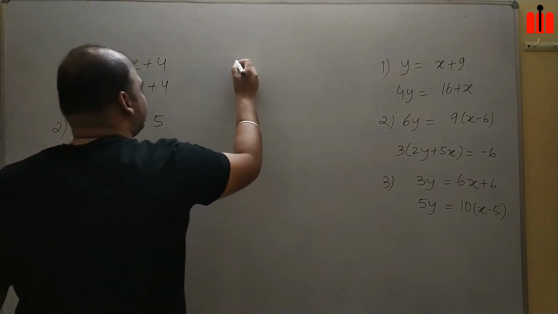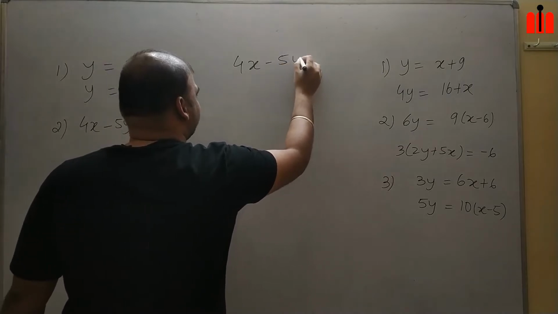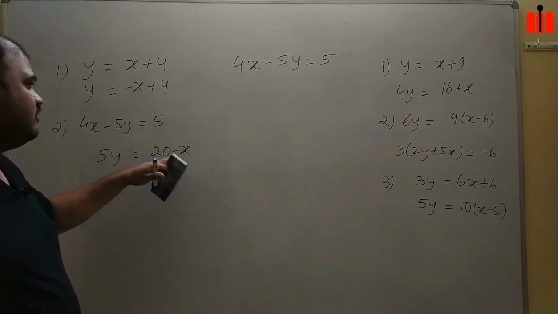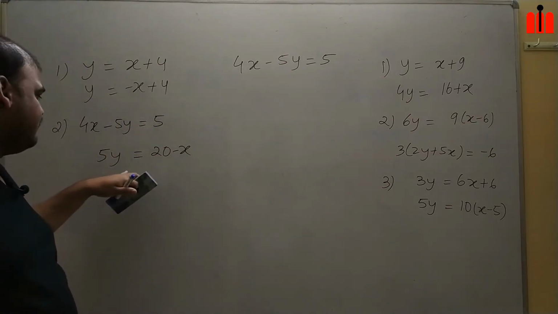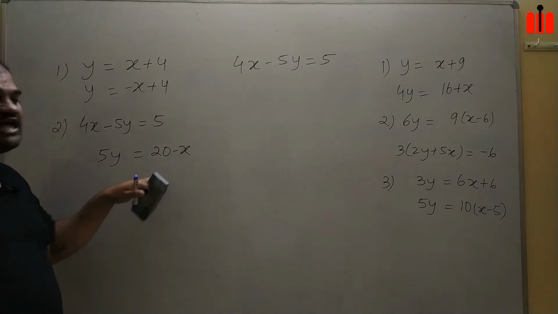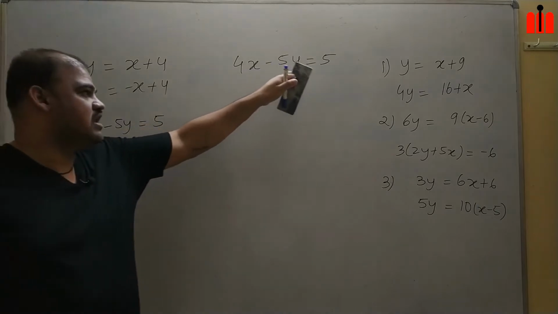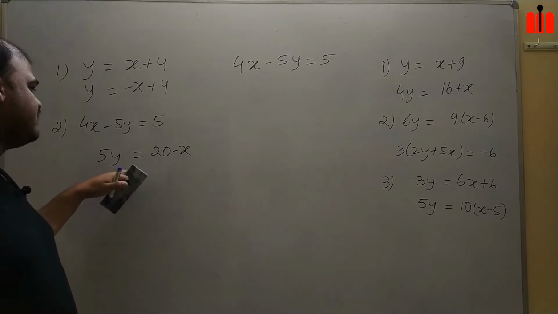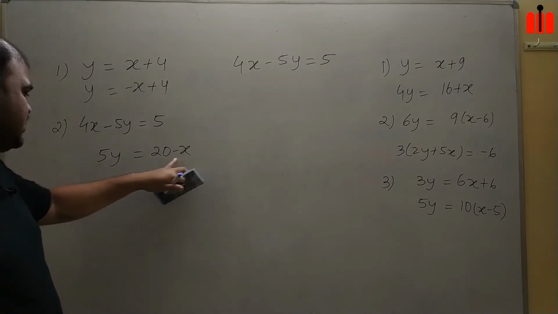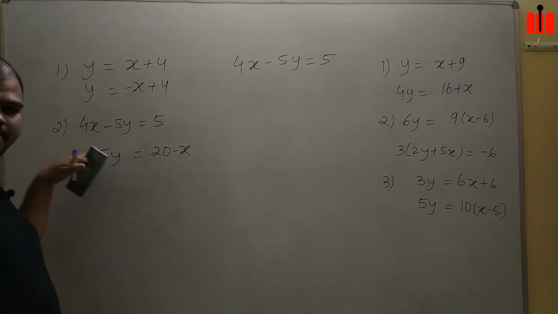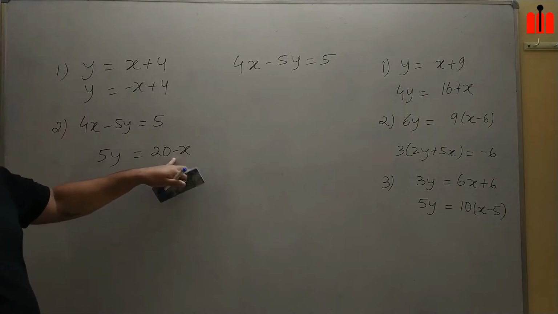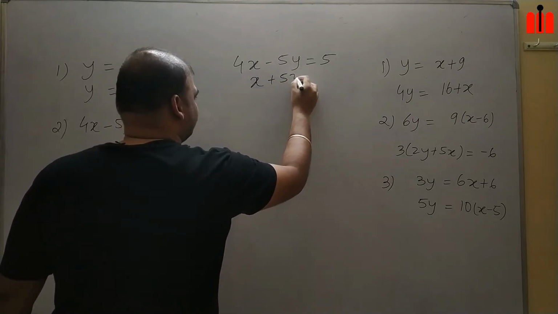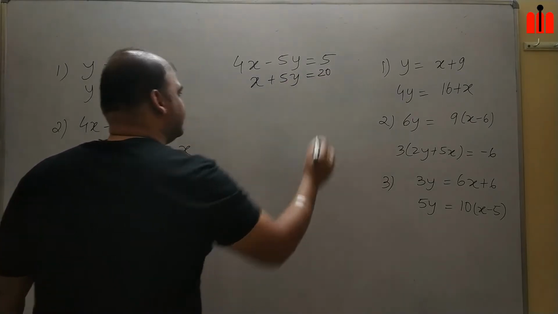In this second question, 4x minus 5y equal to 5. Okay, so before doing anything, before doing any other process, whichever equation is like this, I will write in this form. I mean first x, after that y, and after that the constant term. So it will be x plus 5y equal to 20. Minus x is there, it will go to LHS, so it will become x in addition. Here x is in subtraction. So x plus 5y equal to 20.